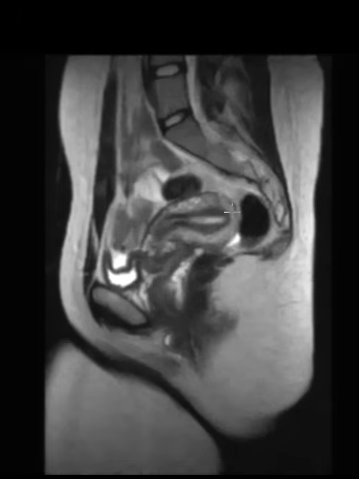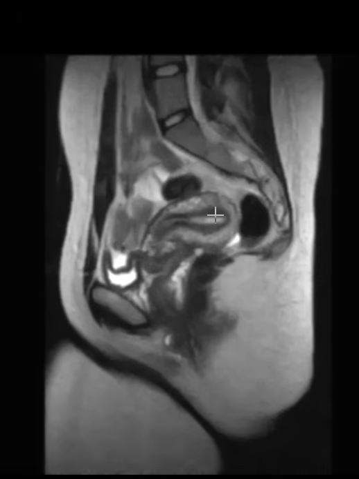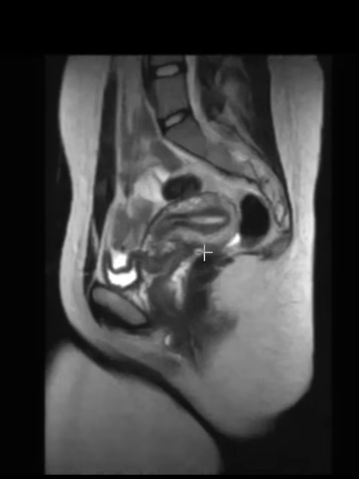Her uterus on this MRI scan is normal. This is her fundus. We can see her endometrial cavity here. There's no endometrial thickening. There's no uterine mass. Her cervix is down here looking normal. But she does have something.